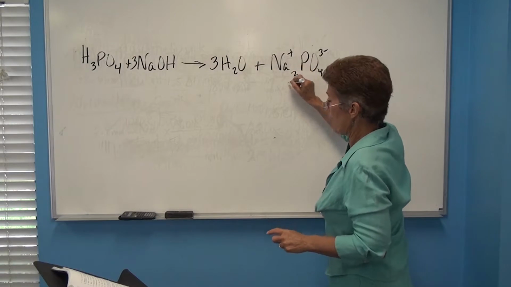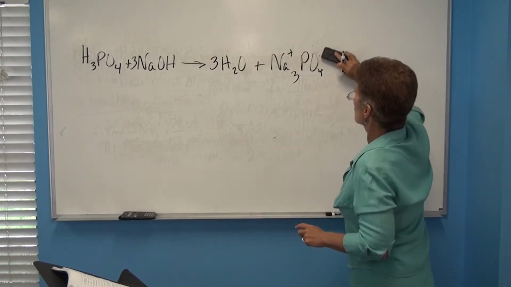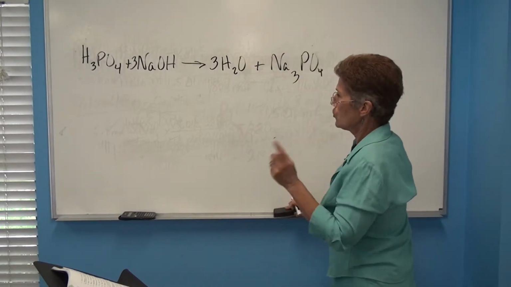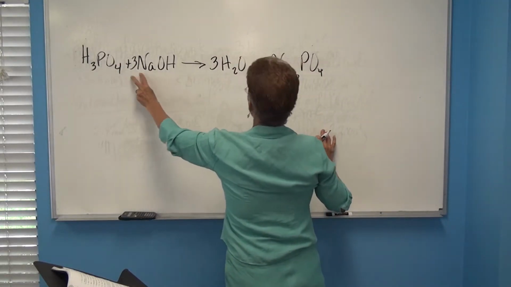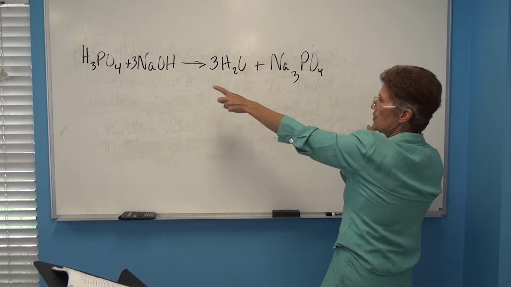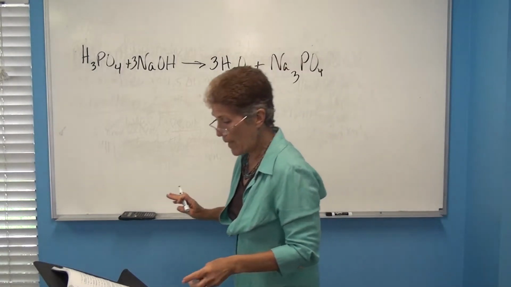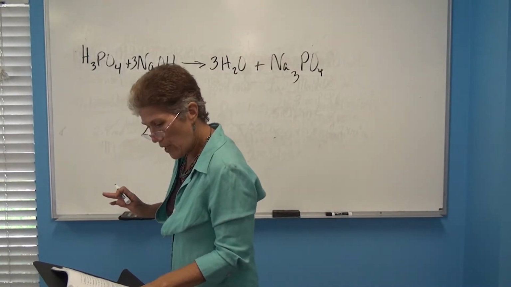So this is going to flip-flop. This gets the 3. This gets the 1. Check your balancing. We have 3 waters, 3, 3. We have 3 sodiums, 3. And we have 1 phosphate, 1 phosphate. All right, so we're balanced, which is important for our stoichiometry.